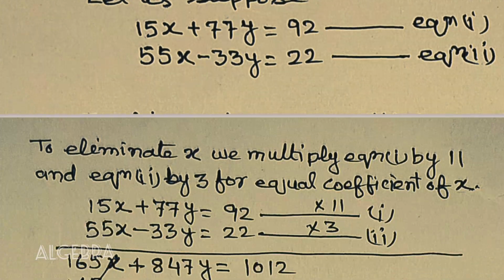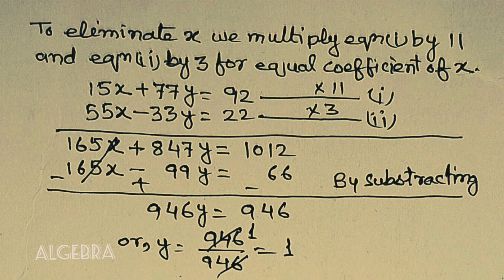To eliminate x, we multiply equation 1 by 11 and equation 2 by 3 for equal coefficients of x. 15x + 77y = 92 multiplied by 11 and 55x - 33y = 22 multiplied by 3. 165x + 847y = 1012 and 165x - 99y = 66. By subtracting, 946y = 946, or y = 946/946 = 1.